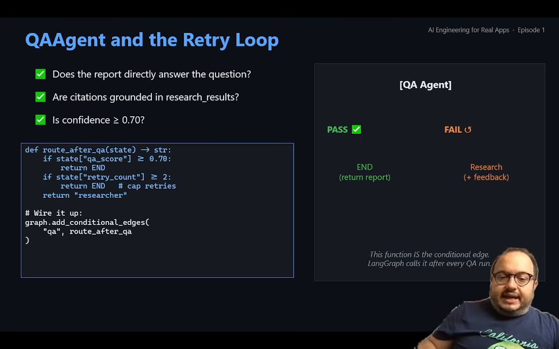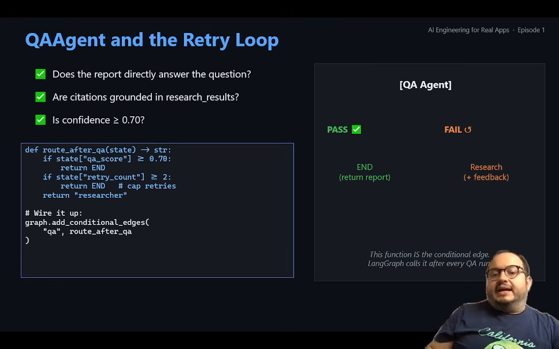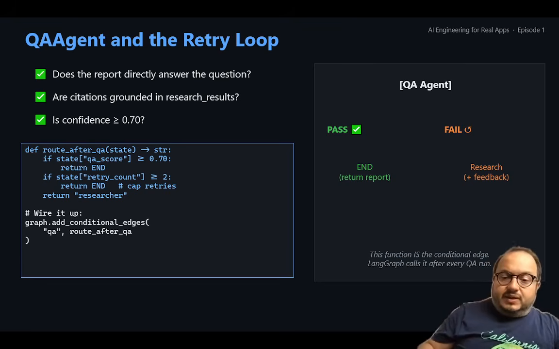This conditional edge pattern is one of the most important things to understand about LangGraph. It is what makes the difference between a pipeline and a graph. A pipeline always moves forward. A graph can react to its own output.